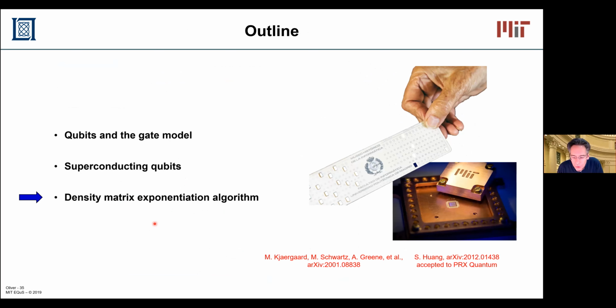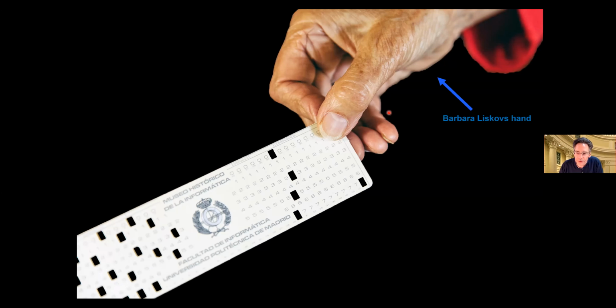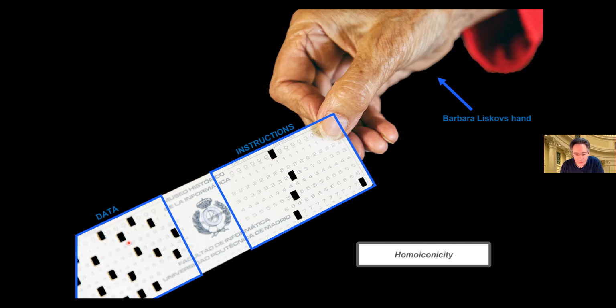So with that, I'd like to talk about a different approach, and it's in the context of something called density matrix exponentiation. So what you see here is a hand. This is Barbara Liskov's hand. She's a famous computer scientist. And this is called a punch card. I don't know if you've seen them, but they used to be used to input data into classical computers, right? And these punches over here are the data, and these punches over here are the instructions. And what you can see is that the instructions and the data are represented in exactly the same way. And this is a property called homoiconicity. And what it means is that the code you run and the data you process are both basically the same. They're represented in the same way and implemented on the same hardware.